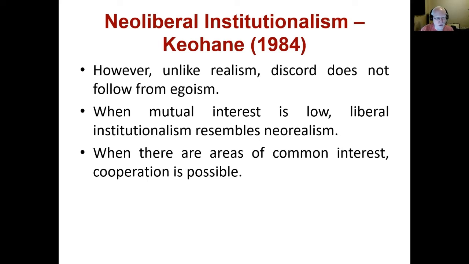When mutual interest is low, liberal institutionalism resembles neorealism. So when there's very little overlapping interest, and there's complete disagreement over policy, like Canada really wants free trade, the US has no interest in free trade, and there's no middle ground, then liberal institutionalism resembles neorealism. There's almost no differentiation between the two theories. However, when there are areas of common interest, cooperation is possible. And so that ends up being the big dividing area, depending on the level of mutual interest.